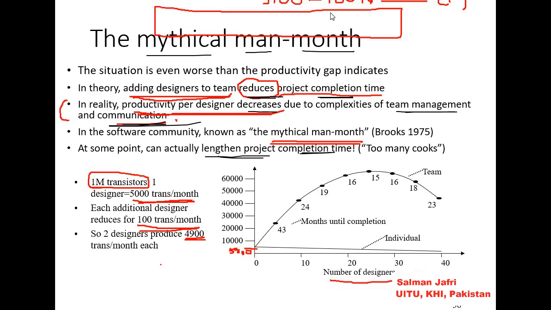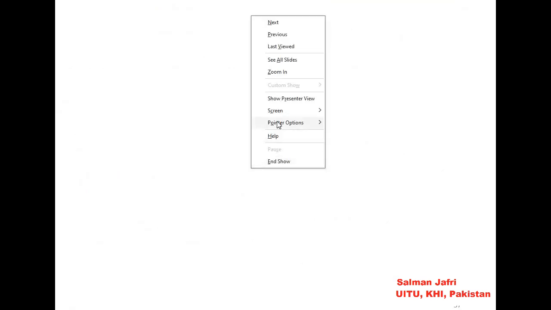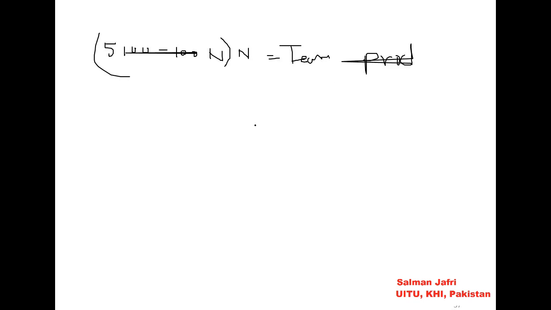Team productivity would be given as this expression multiplied by the value of n, the total designers. So how can we write it? We can write team productivity as (5,100 minus 100n), which is the individual productivity, multiplied by the number of designers. So this would be the expression for team productivity. Now can you verify this?